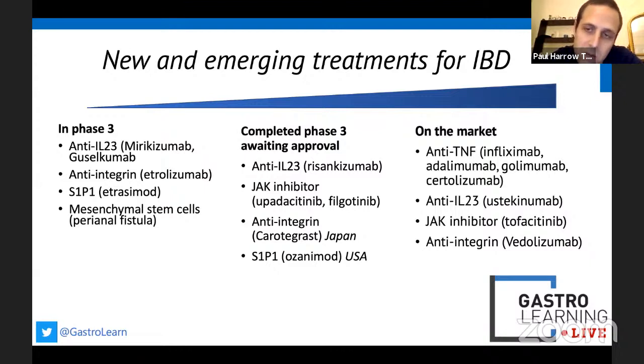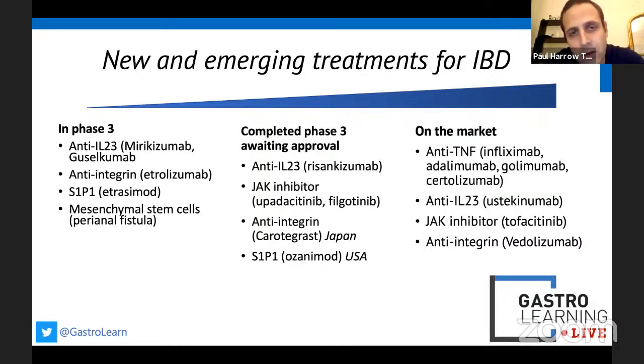In the last 5 years, we've had three new drugs. So anti-IL-23 drugs like ustekinumab, which is the first in that family. Anti-integrin drugs, which block white blood cells going out of the blood into the bowel. And vedolizumab is the only one on the market. And JAK inhibitors. So tofacitinib is an oral JAK inhibitor that's only approved for ulcerative colitis in the UK.